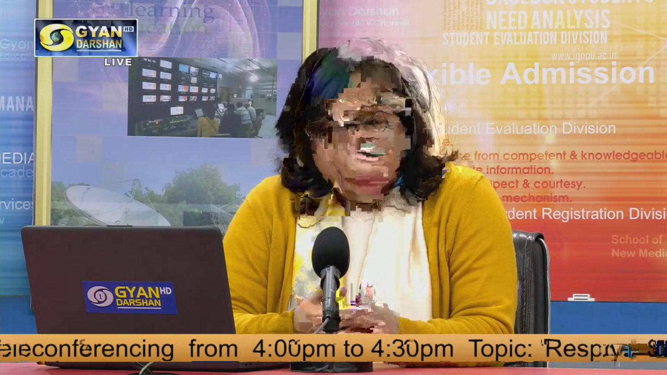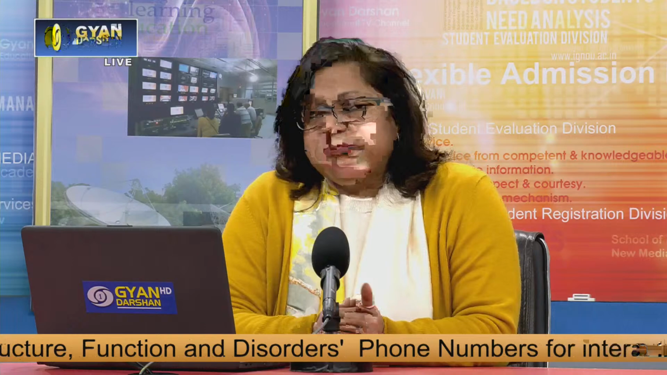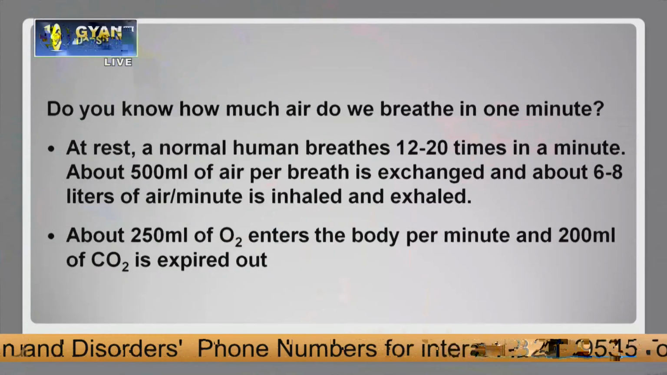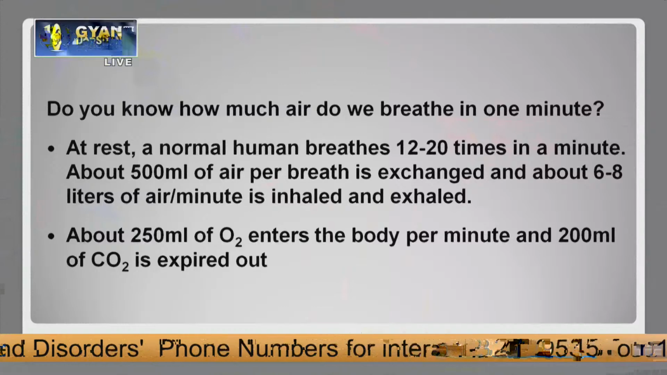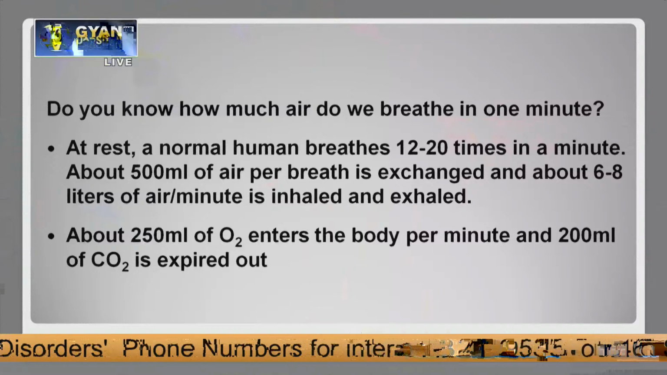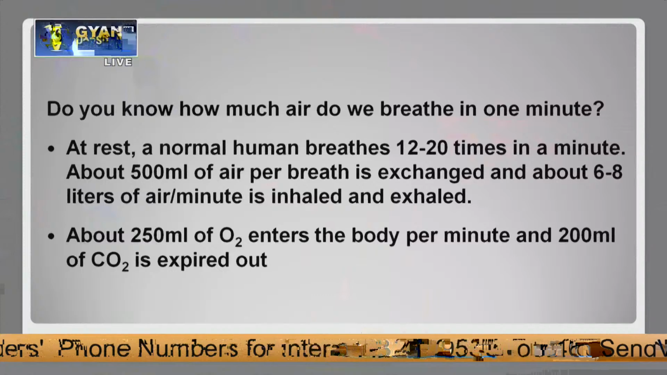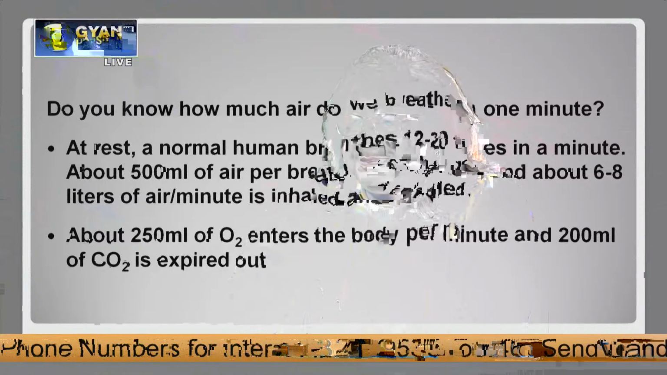Especially when we are lethargic, we should go out and take a walk in the fresh air or a garden. As for the statistics of how much we are breathing in and how much oxygen is entering, out of the air the component of oxygen is limited, so about 250 ml of oxygen enters the body per minute and 200 ml of carbon dioxide is given out.